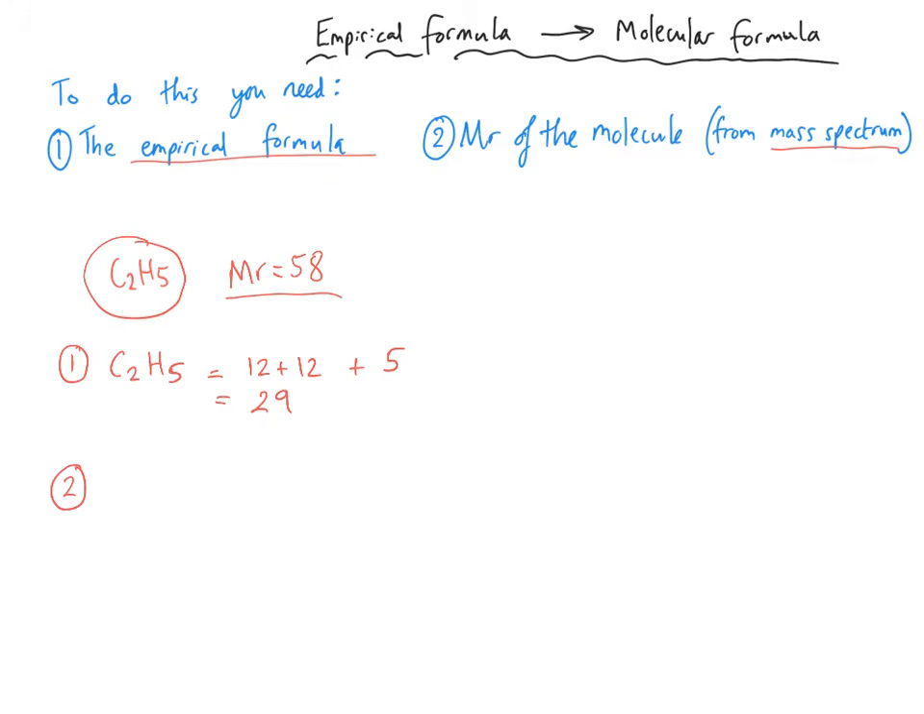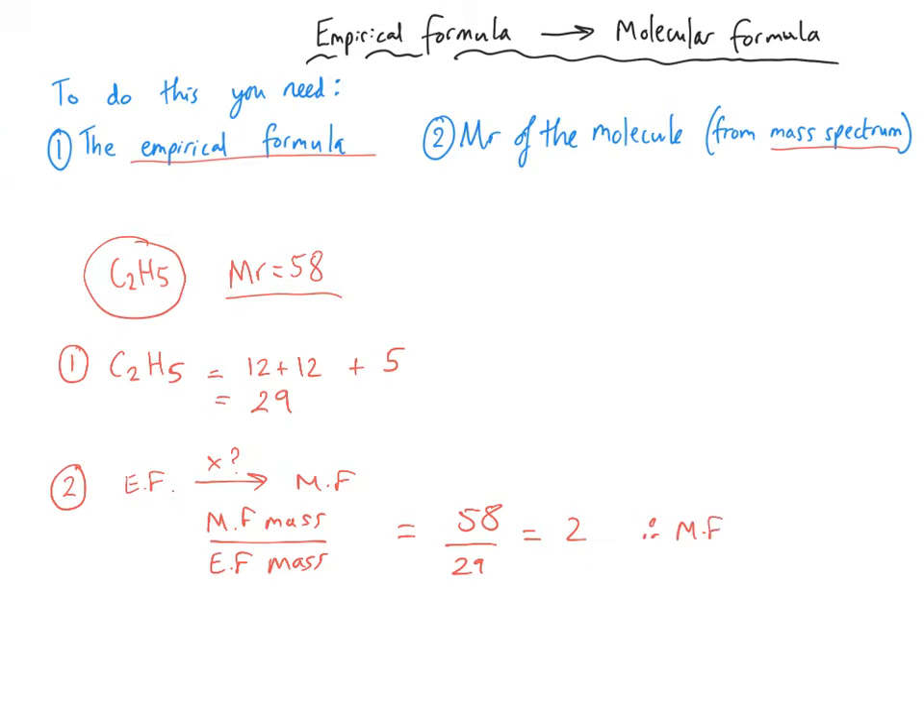Step 2, we have to work out what that whole number multiple is that turns the empirical formula into the molecular formula. What is it that we're multiplying the empirical formula by? Now to do that, we just need to work out how many times bigger the molecular formula is than the empirical formula. And so we take the molecular formula mass and we divide it by the empirical formula mass, which is on this occasion 58 divided by 29, which is 2. And what that means then is that the molecular formula equals twice as big as the empirical formula.